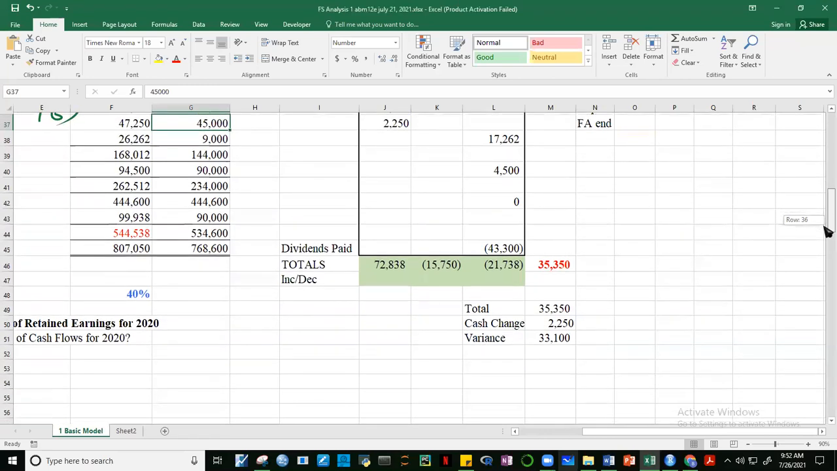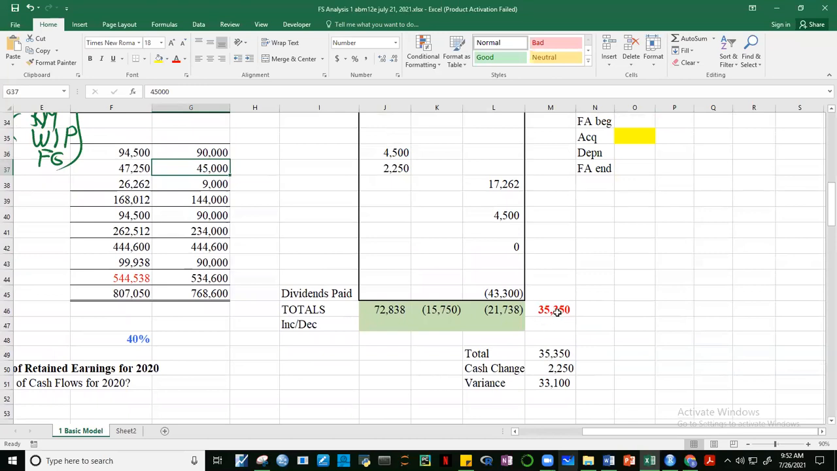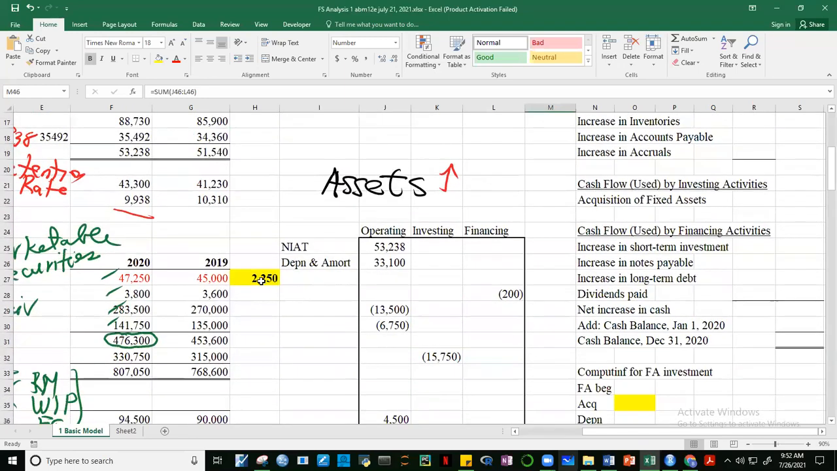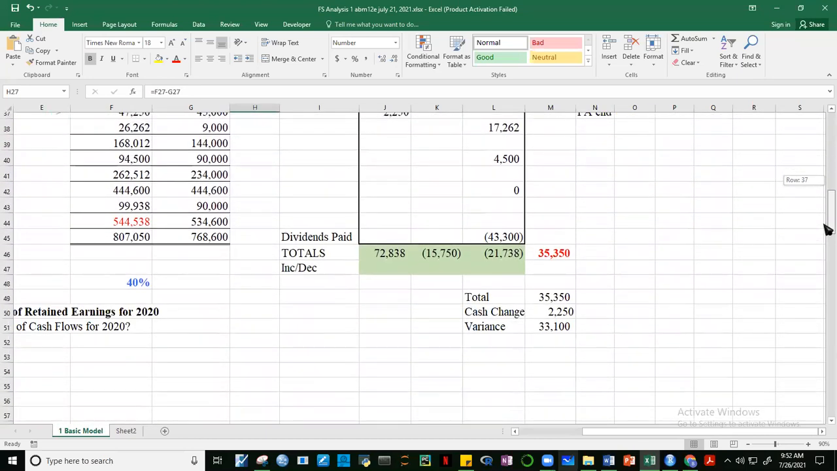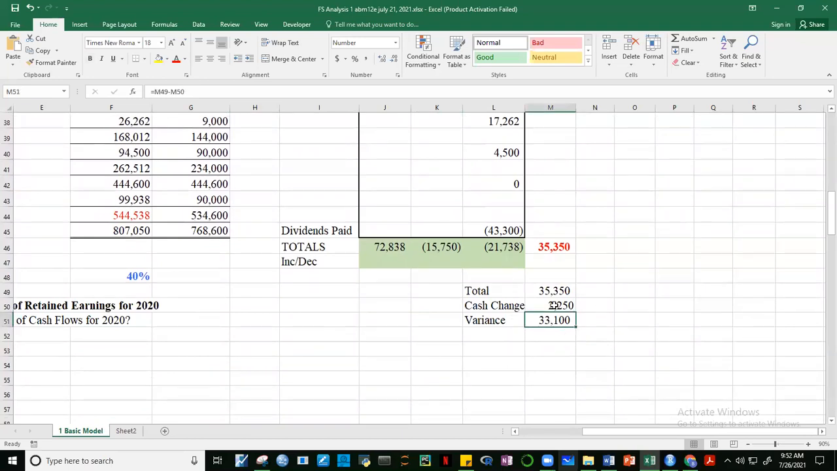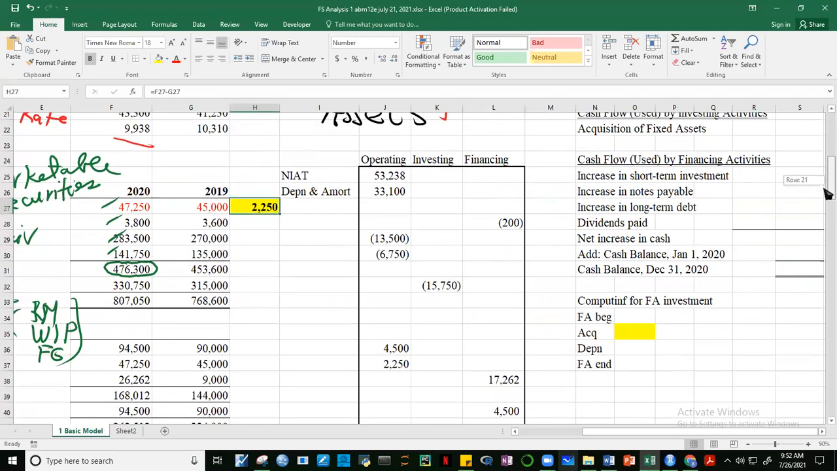I don't know. Kasi ganito, explain ko ulit. So, our total now is 35,350, di ba? Tapos, kino-compare natin siya sa cash change na 2,250. Equal na ba sila? Hindi pa. Magkano yung discrepancy? Magkano yung kaibahan nila? 33,100. Ito yung gusto natin malaman. Kasi dapat guys, ang lumabas dapat na total dito, 2,250. Ang goal natin, this should be the same as 2,250 dito. Okay? So, dapat pareho yan, no?